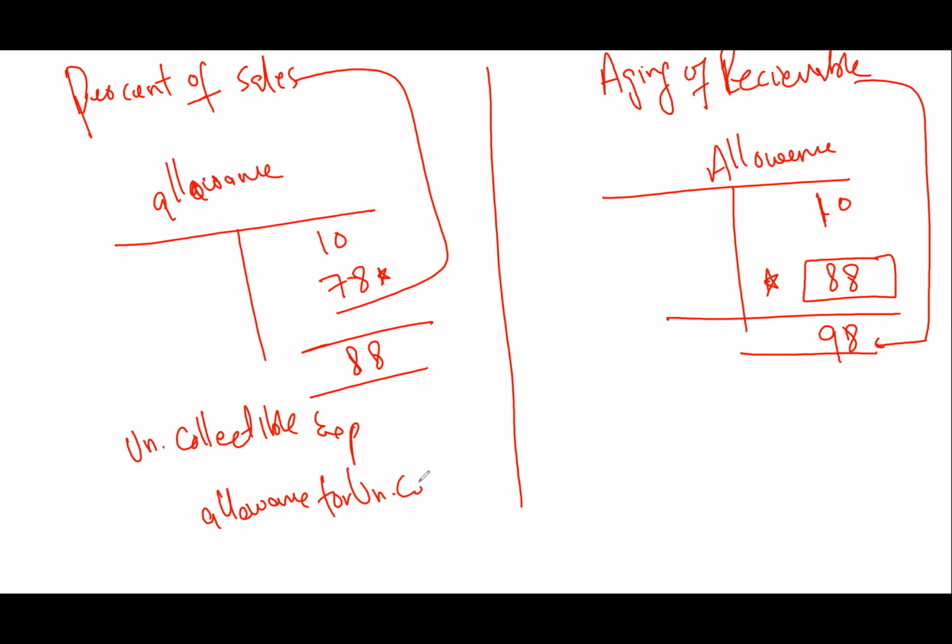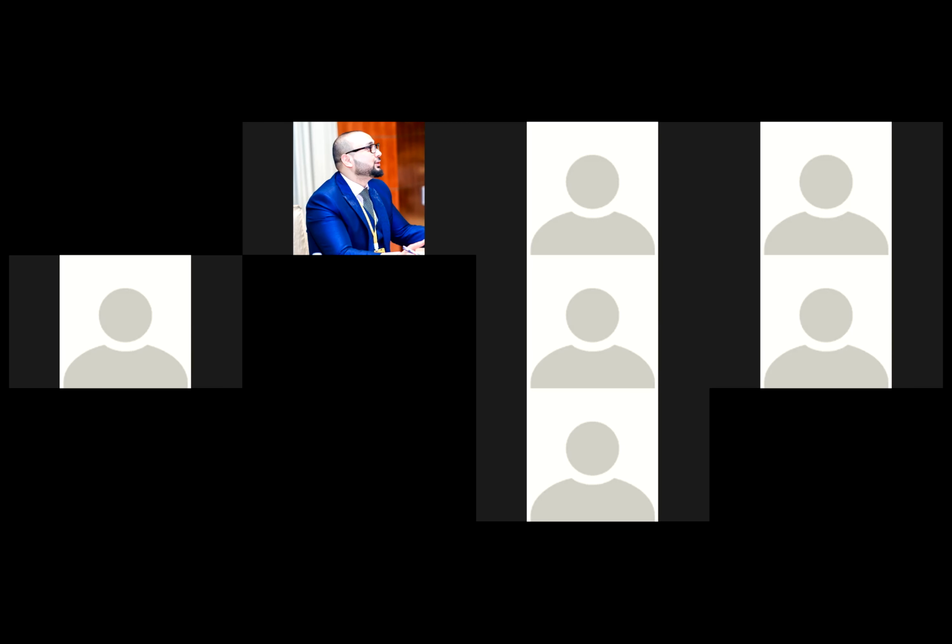Why is it that we have the data to calculate the uncollectible amount expense in percent of sales, but not in aging of receivable? We do know that. Well, I guess we do, but we have to subtract the current allowance account balance. Let me just wait. Maybe I'm phrasing it wrong.